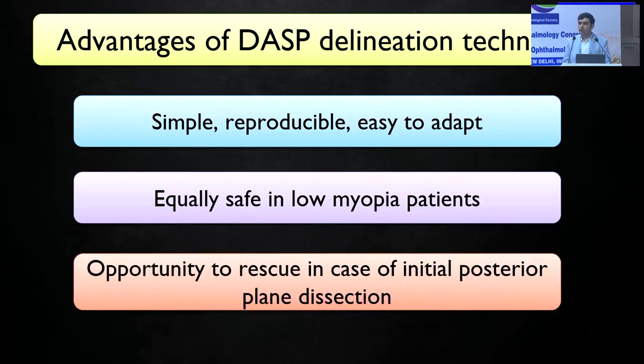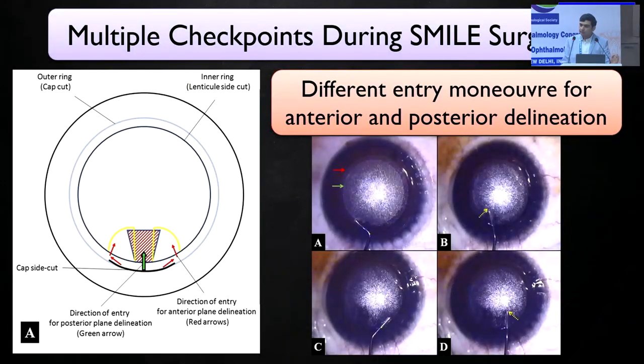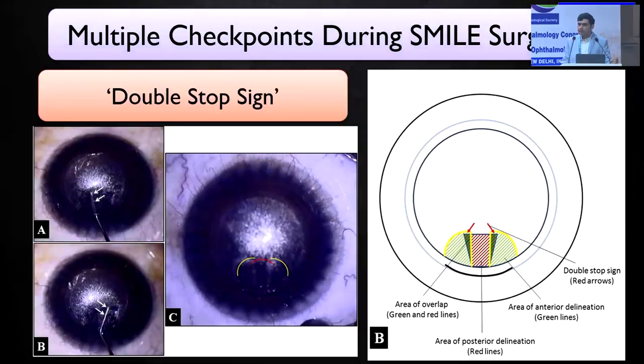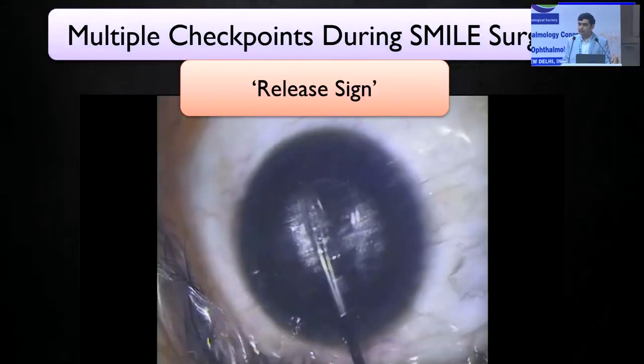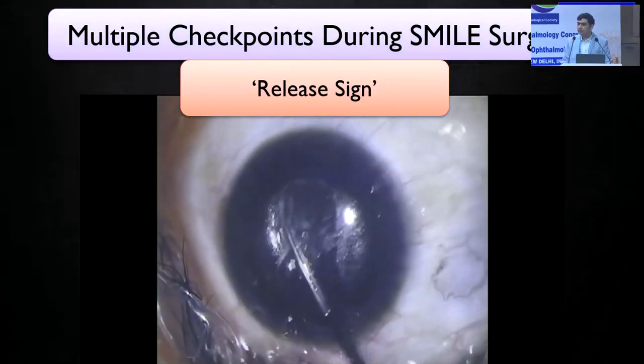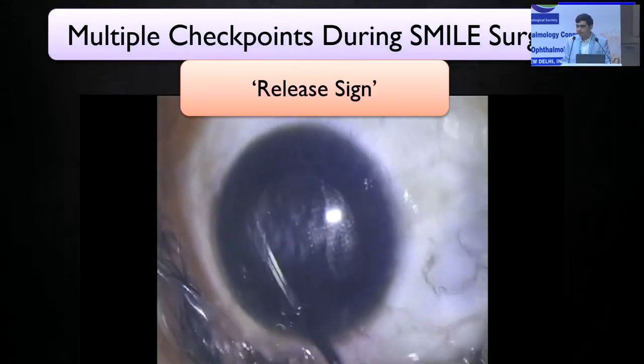Thirdly, it also gives an opportunity to rescue in case of initial posterior plane dissection because you are likely to have at least one area of anterior delineation still available to you to make an entry to the anterior plane. But the best part about our technique is the multiple checkpoints that it provides to the surgeon. First is the differential entry maneuver for the anterior and posterior plane delineation that we do. Second part is the double stop sign that you check. So this is the second checkpoint that the surgeon gets. And the third checkpoint is when you are doing the anterior dissection and you see the release sign.